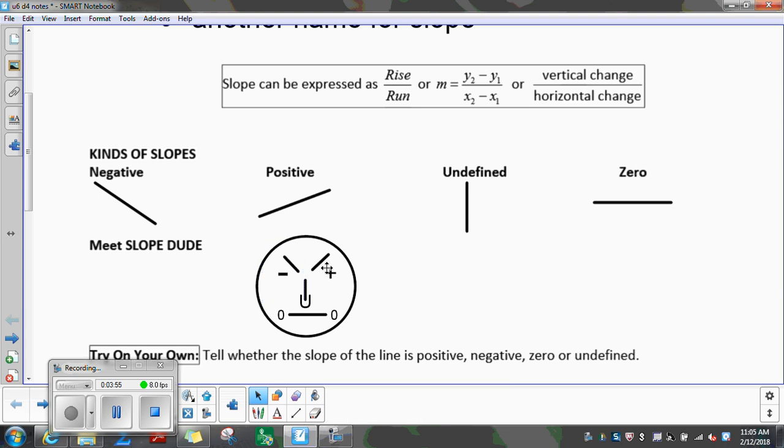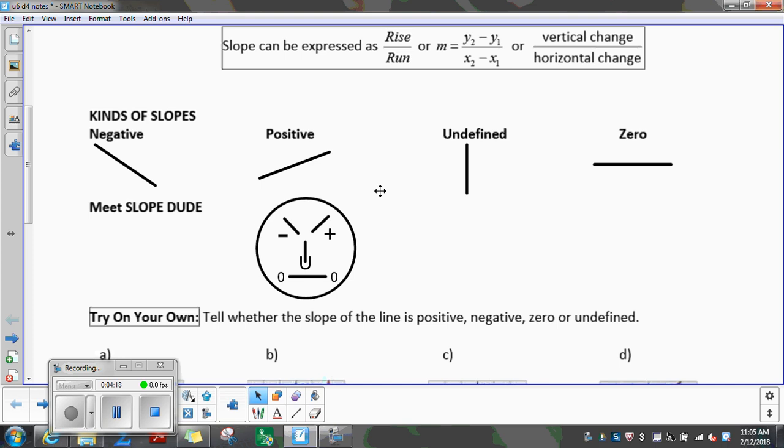There we go. So this is Slope Dude. He's got a negative slope for an eyebrow and a positive one, so his eyes are made up of negative and positive signs. His nose is a vertical line, so at the end of his nose is a U, to stand for undefined. And his mouth, he's not very happy all the time. He looks like he's having zero fun, so his little cheeks are made up of little zeros. That's Slope Dude, so he can help you remember the different kinds of slope.